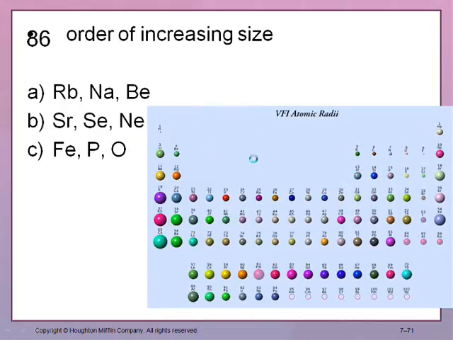So you see the same kind of questioning here on number 86. Looking at rubidium, sodium, and beryllium, as long as I've typed those in correctly. So here's rubidium, sodium, and beryllium. It's probably easy to see that beryllium is smallest because it's in the lowest period. So that would be beryllium, sodium, and rubidium.